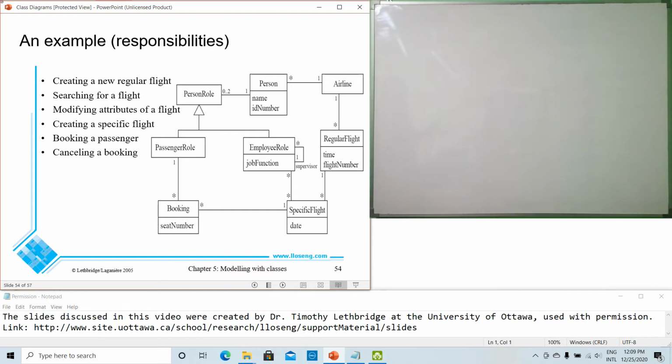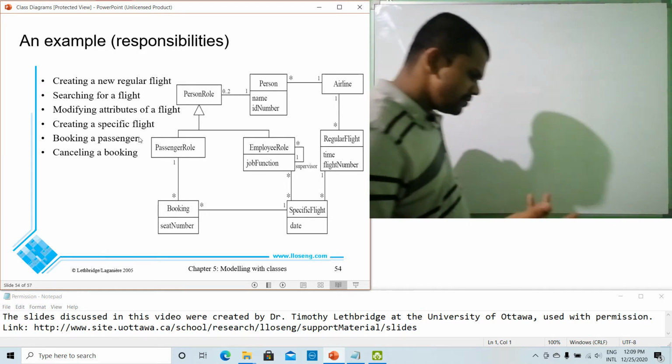Now these are the responsibilities. Creating a new regular flight, that is a responsibility. Searching for a flight. Modifying attributes of a flight. Creating a specific flight. Booking a passenger. That is a responsibility, you know.